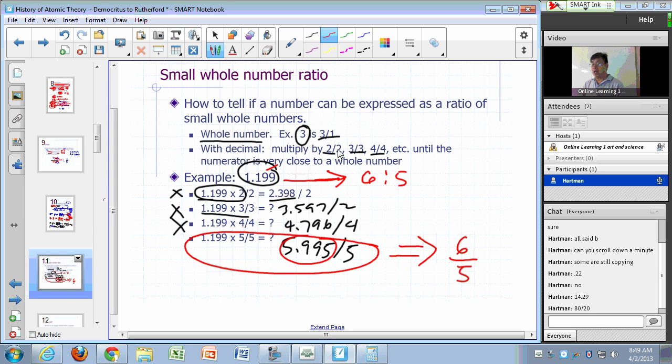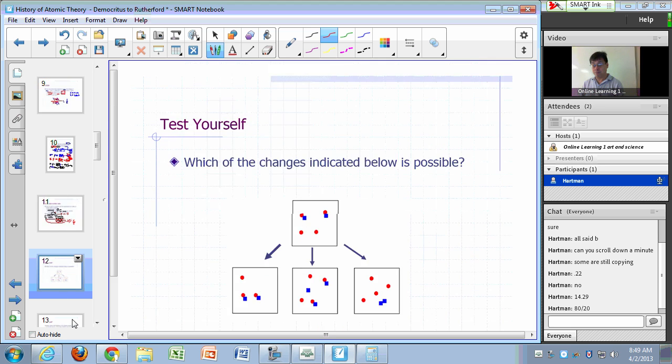Otherwise, multiply it by 2 over 2, 3 over 3, 4 over 4, until you get a small whole number ratio. And the numerator becomes a number very close to a whole number. If it doesn't happen after a while, then you just say it has to be a big ratio. Okay, it's not a small whole number ratio.